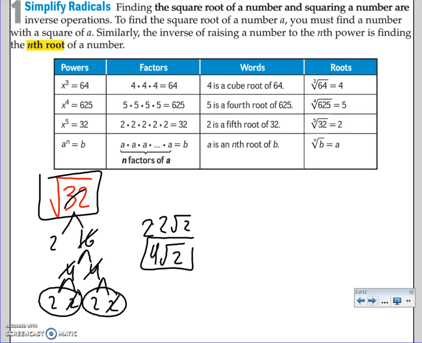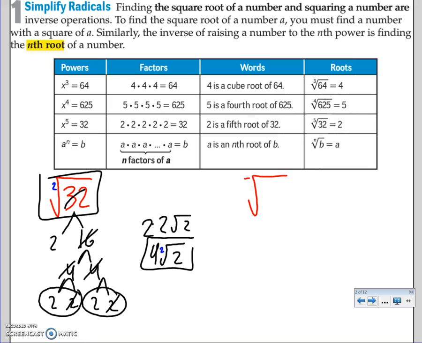Now, a square root has a hidden number that I usually don't see. We start writing it, but right inside that square root or outside it, above this thing is a 2, an invisible 2. That's the reason why we circle pairs of 2. Now, let me jump to this harder one.